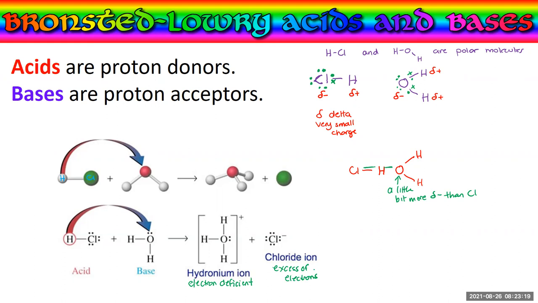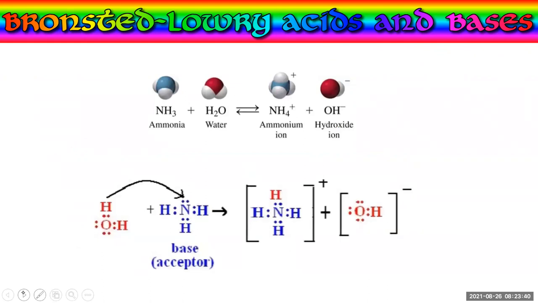So we see that HCl has been the acid because it is donating the proton, and water is being the base because it's accepting the proton. Let's have a look at another example. Let's have a look at the example of ammonia acting as a base. So what we see here is in the reaction between ammonia and water that the hydrogen on the water molecule is being donated. It's being attracted to the lone pair on the nitrogen atom, and it's being donated.